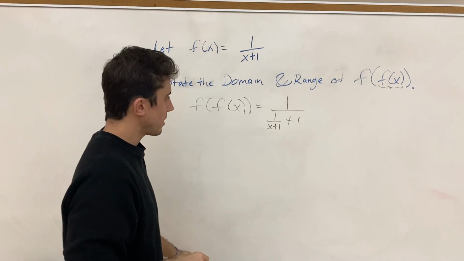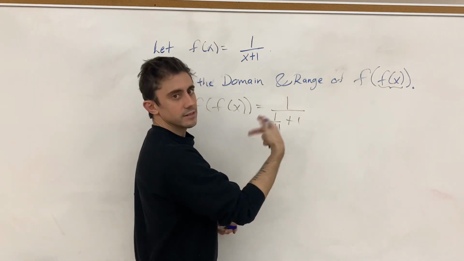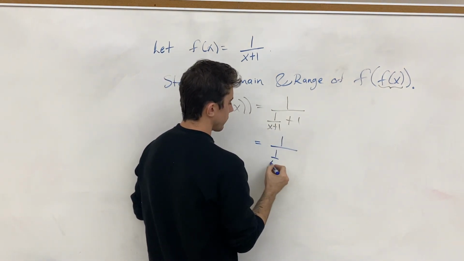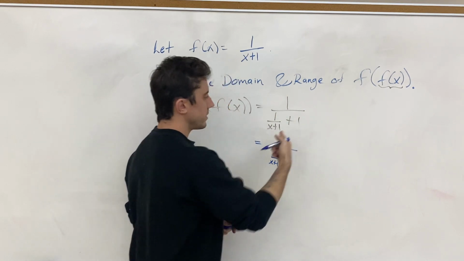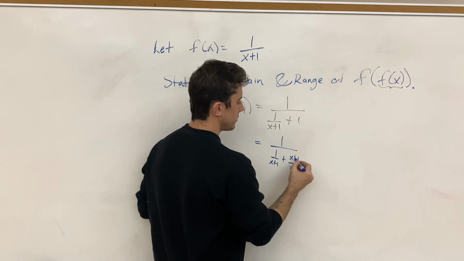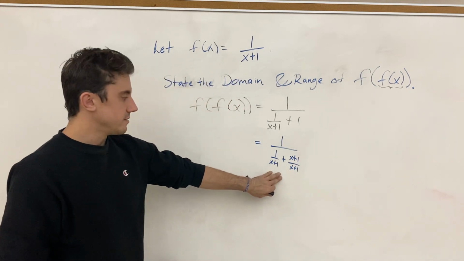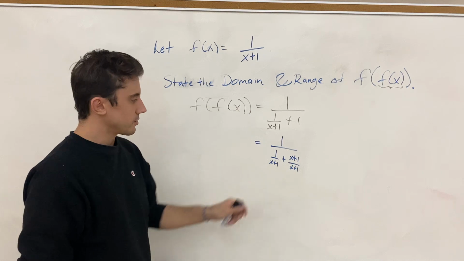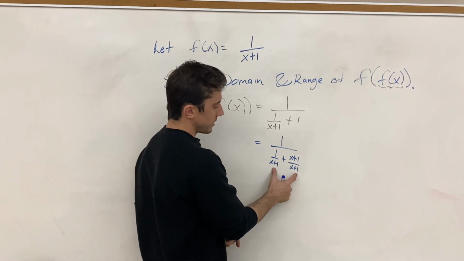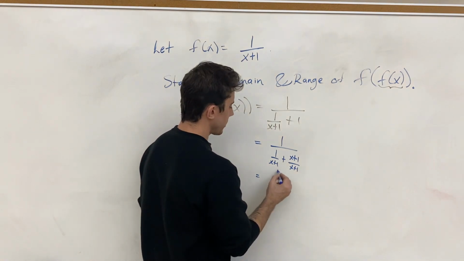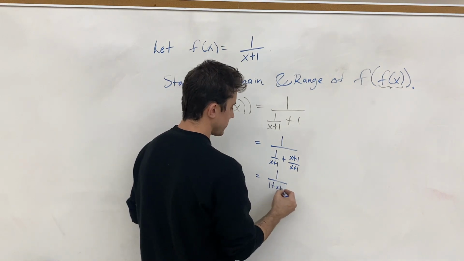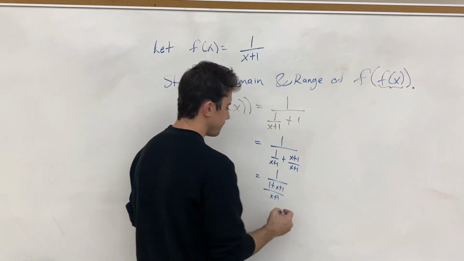Now we can clean this up a bit by getting a common denominator in the denominator itself, and that'll look like 1 over x plus 1 plus 1 is the same as x plus 1 over x plus 1, right? In the search for a common denominator. So now that we do have our common denominator of x plus 1, we can go ahead and add the numerators. And so we have 1 over 1 plus x plus 1, all over x plus 1, right?